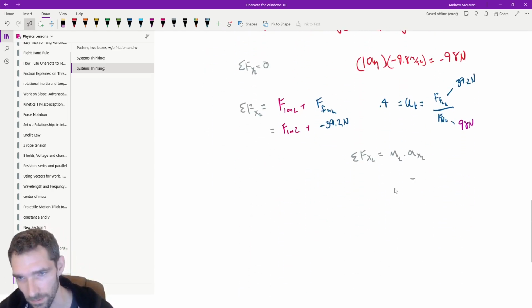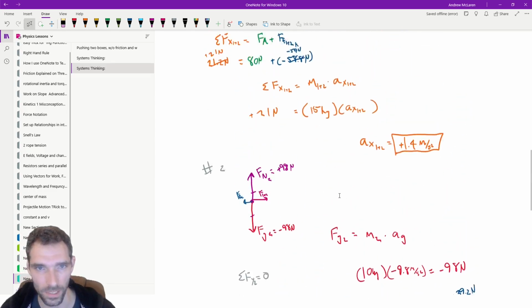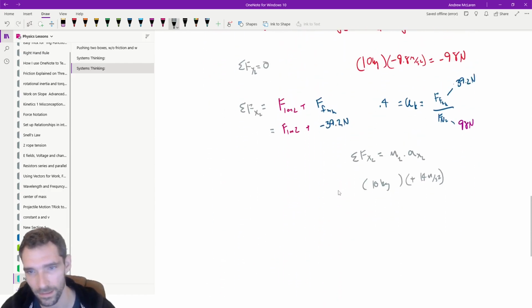So we have a positive 1.4 meters per second squared being multiplied by its mass of 10 kilograms. Just double checking that object 2, yeah, was the 10 kilogram mass. Always good to double check that.